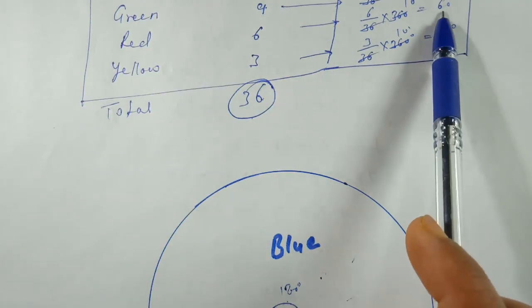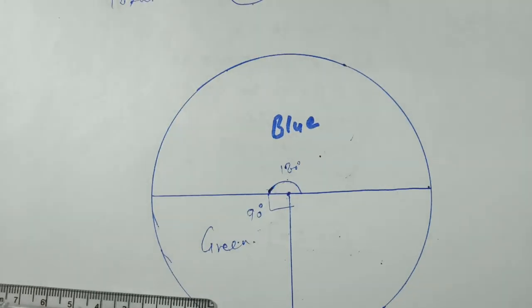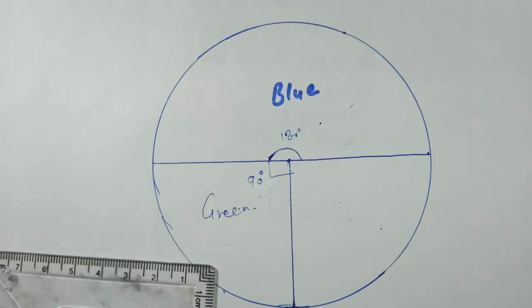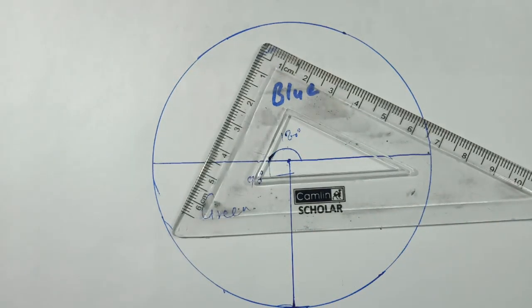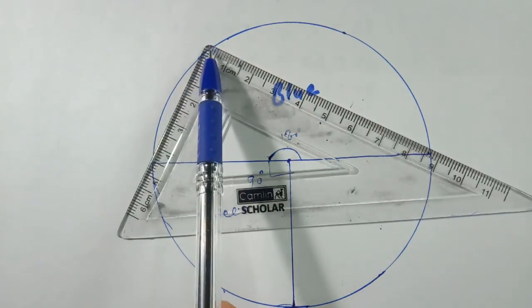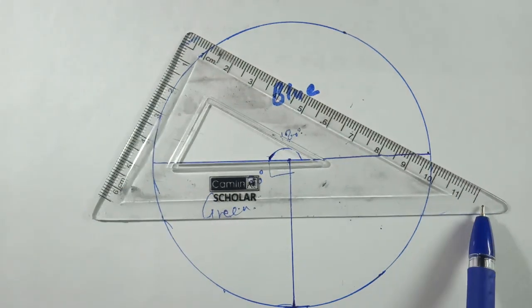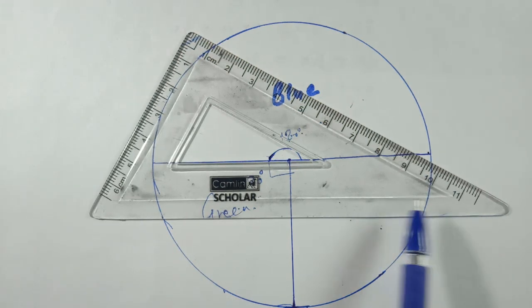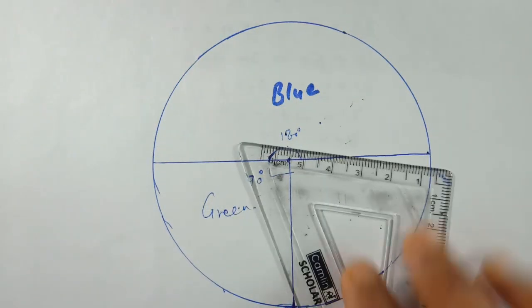For red, what is the angle? 60 degrees. For yellow, what is the angle? 30 degrees. Now for 60 degrees and 30 degrees, again I am using the set square. You can also use the D for it. If we take the other set square, in this set square the vertical angle is 90 degrees, the smaller part is 30 degrees, and this part is 60 degrees. First of all we mark 60 degrees over here.